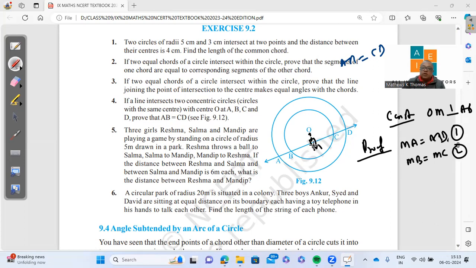So in the first part, I got AM equal to MD. Second part, I got BM equal to MC. Now all I need to do is subtract. MA minus MB is equal to MD minus MC. From MA, if you remove MB, you will get AB. And MD minus MC: from MD, you remove MC, you will get CD. So this is an easy question. We'll get AB equal to CD.